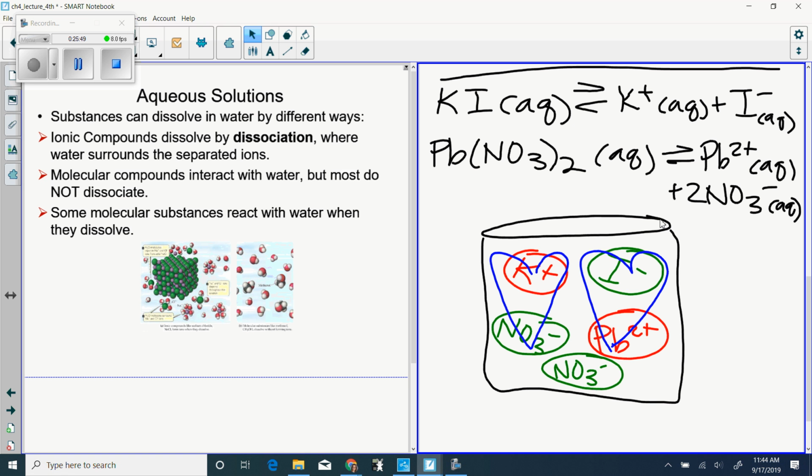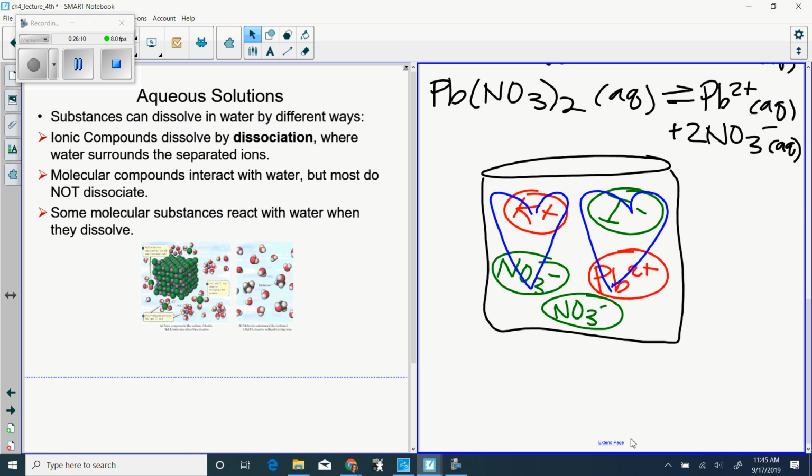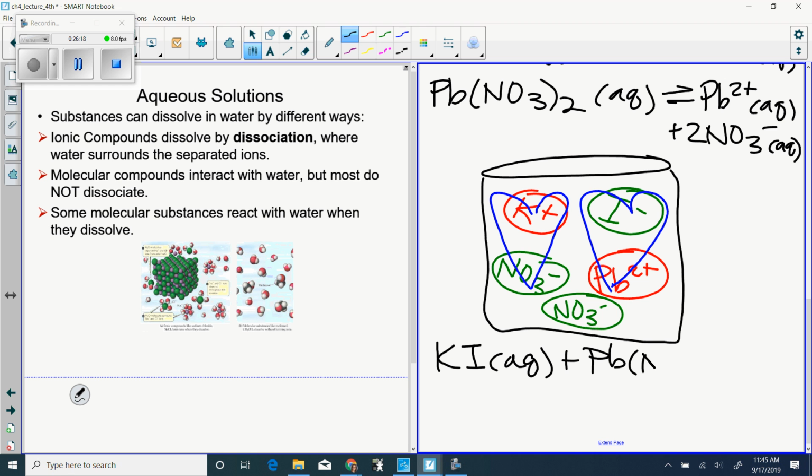This means that one of these combinations is insoluble. One of these combinations became a solid. So with your battle buddy, we're going to write a whole reaction here. So what did I do? I figured it out. It's not that hard. I took potassium iodide, AQ, and then I poured in some PbNO3, lead nitrate, AQ.